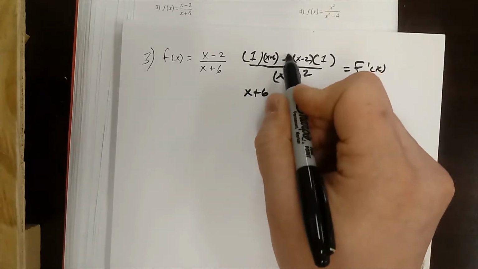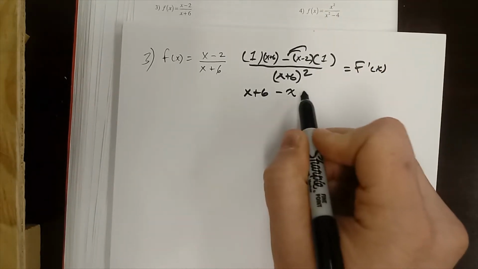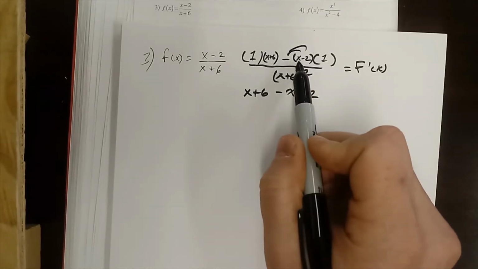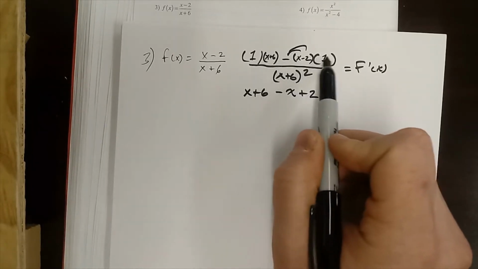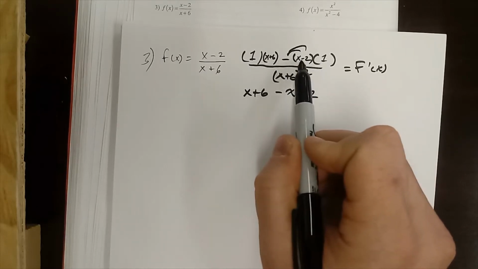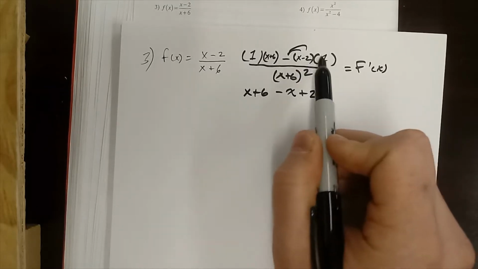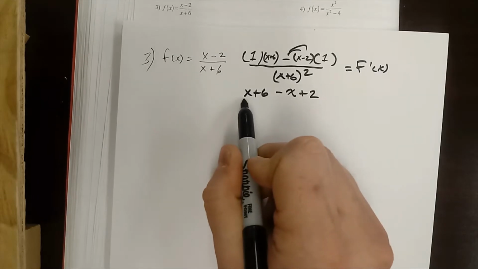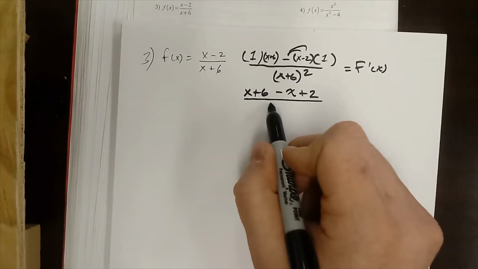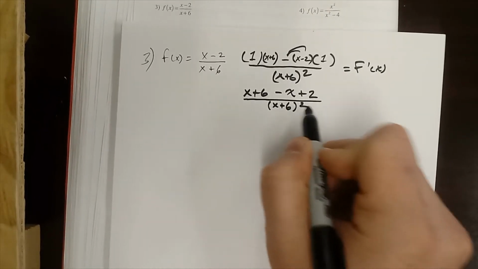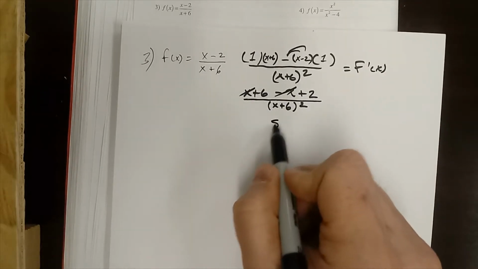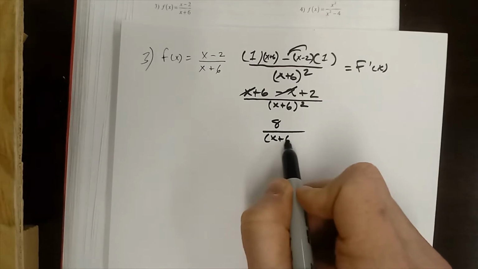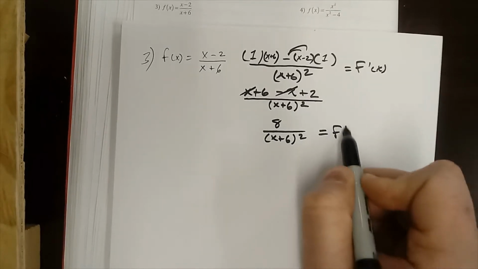Now, if I'm careful and distribute this negative here, I get minus x plus 2. Just remember that this x minus 2 and this 1 here, we could multiply that by 1 and then distribute the negative. The 1 doesn't change anything. So interestingly, over (x plus 6) squared, we wind up getting the x's canceling. We wind up getting 8 over (x plus 6) squared is equal to f prime of x.